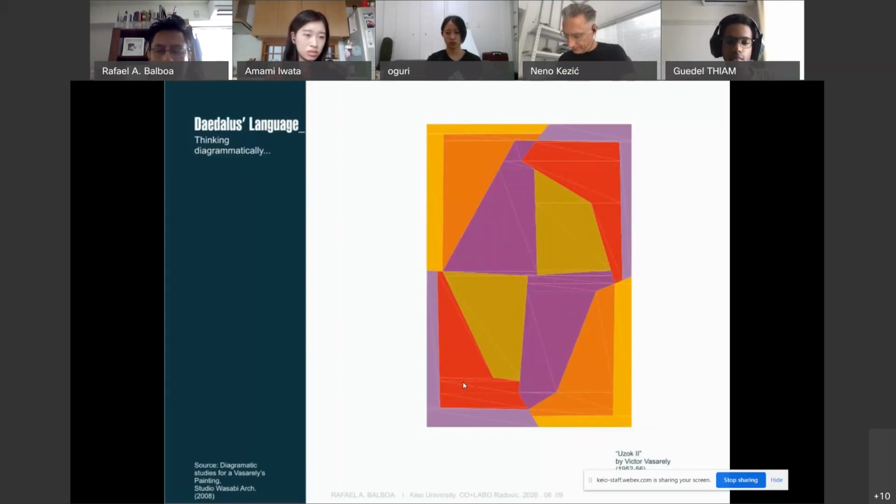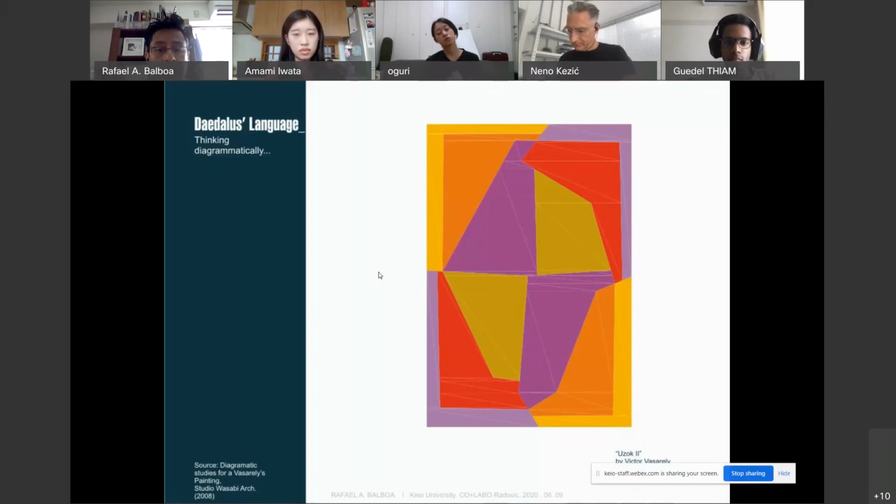So this is a painting that grabbed my attention from Vasarely, which is called Usok, number 2, from the 50s, and I was trying to understand how he composed these pieces, because they are not the same. For example, if you start to see, the pieces are a little bit different, and I was trying to understand how Vasarely came up with this idea.